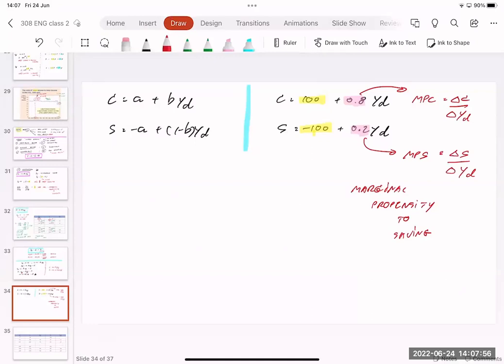So MPC and MPS together always equal 1. For example, in this case, 0.8 plus 0.2 equals 1. It's always equal to 1 because it has to be always equal to 100%. Okay, so that's good.